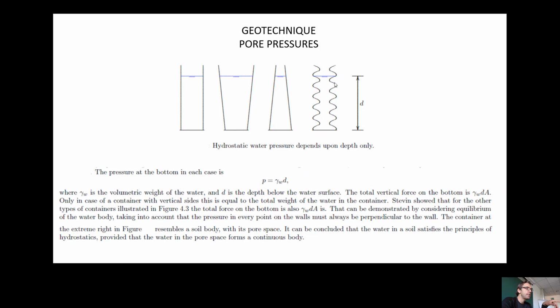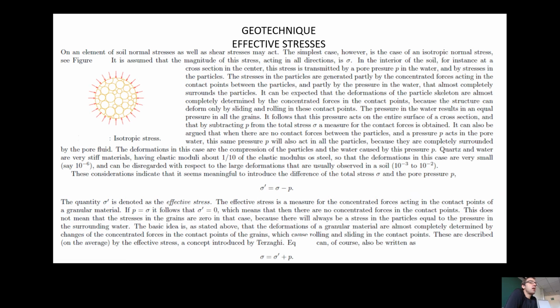The container at the extreme right, for example, resembles a soil body, like a body with different layers of soil, with, of course, the pore space. It can be concluded that the water in the soil satisfies the principle of Stevin of hydrostatics, provided that the water in the pore space forms a continuous body. What I mean is that no matter what the form of the body is, the water always follows hydrostatics, so the principle of Pascal and of Stevin. This is really important because our soils are very different from each other.